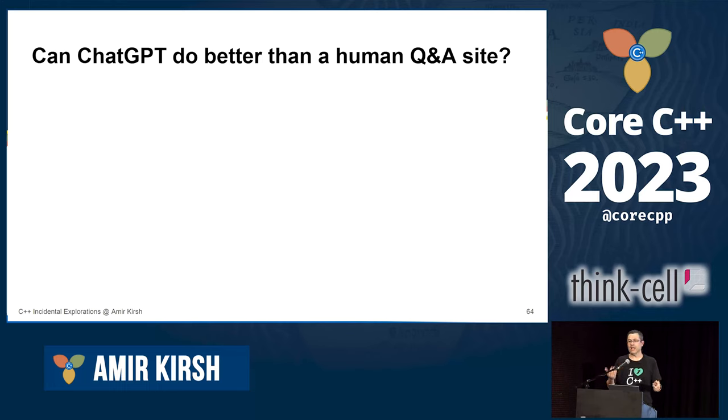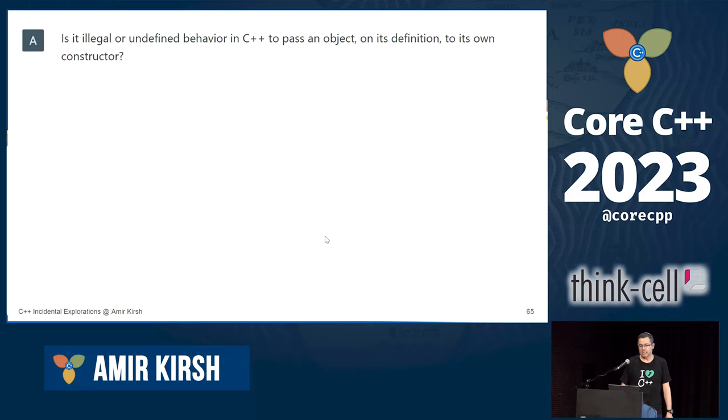I mean, I looked for some specific SFINAE statements, something that I need, and ChatGPT exactly gave me what I need. Well, I'm trying to look for that, and I get all kinds of different things that are not what I'm looking for. But I want to give you another example. I asked ChatGPT, is it legal or undefined behavior in C++ to pass an object on its definition to its own constructor? Do you remember this question?